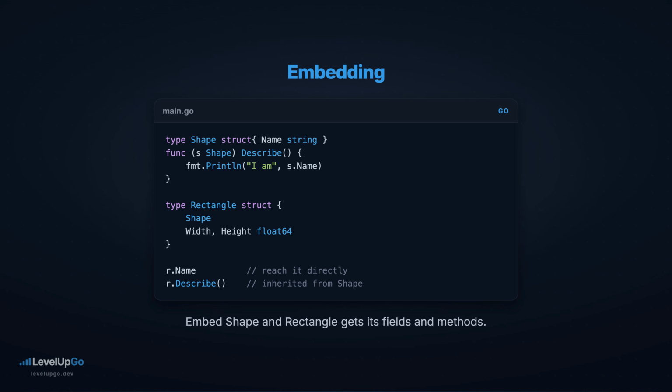And when we embed it, so we can see in the rectangle, we just specify the name of the shape we want to embed. And then on the rectangle, we can reach for the properties as any other properties. So the shape has a name property, and if we want to use it in the rectangle, we just write name. And the same is true with the method. Here we're calling the describe method that belongs to the shape.